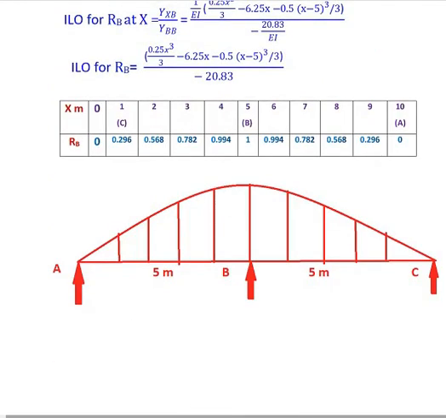Here we can see the influence line diagram. First, initially we have to give the x values in this diagram. So this is the starting point, where the value of x is 0. Here the value of x is 1 meter, then here the value of x is 2, then 3, then here the value of x is 4. At the support B the value of x is 5.